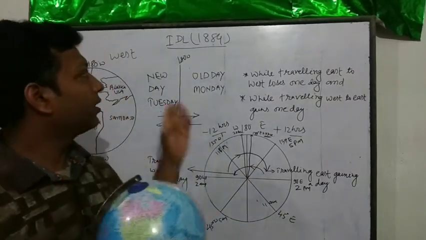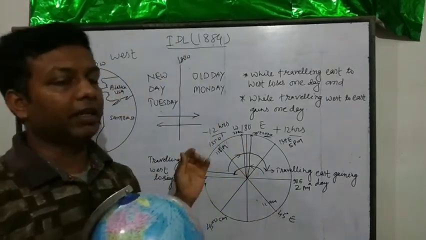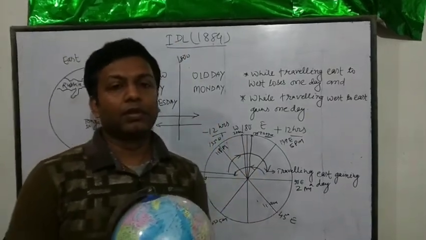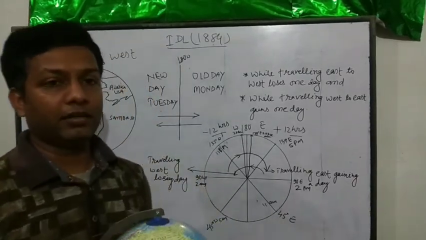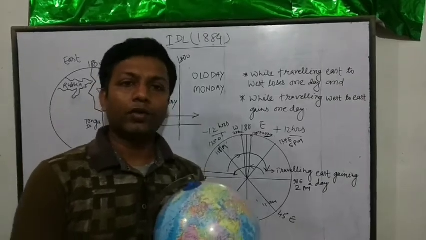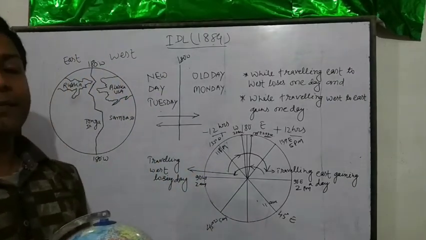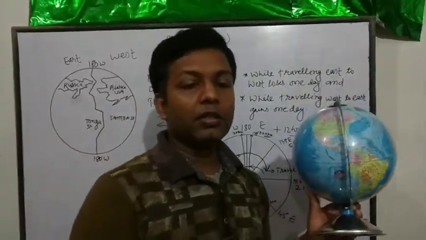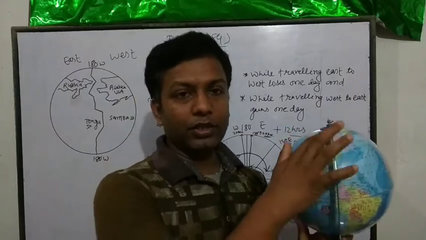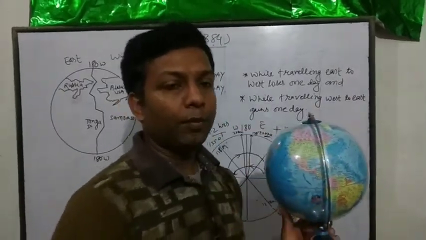So today's topic we have IDL, that means International Date Line. So what is this? In this entire session we are going to discuss. International Date Line, like the 0-degree meridian, is a timeline to decide and compare time across the globe.